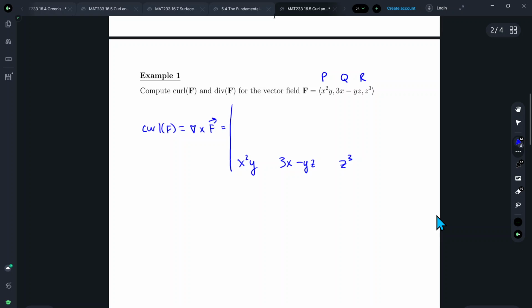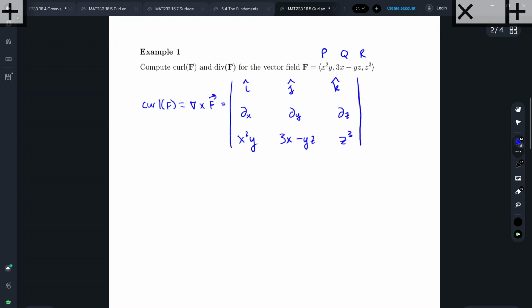The second row should be the derivative operators. So the partial with respect to x, the partial with respect to y, and then the partial with respect to z. And then at the top are the three components, i, j, and k, the unit vectors. Okay, so now we, actually, let me go all the way on the left-hand side to make sure I have enough space. Right, so now we calculate the determinant, right?